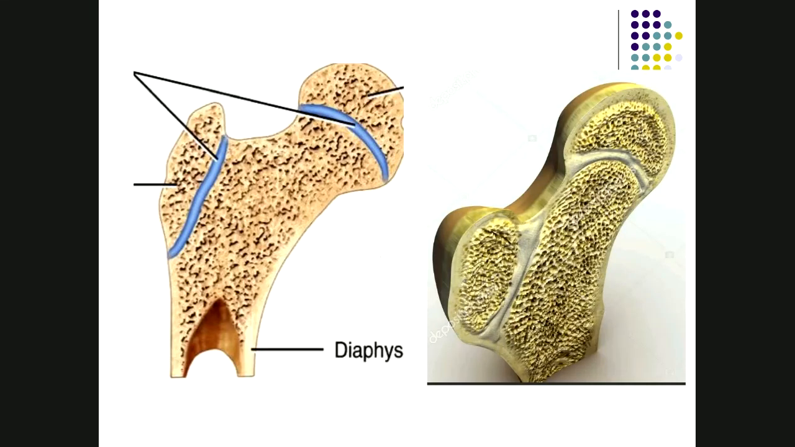So when you look at that, you can see it very well. So there's our epiphyseal plates. That's that bar or plate of cartilage. This is a synchondrosis.